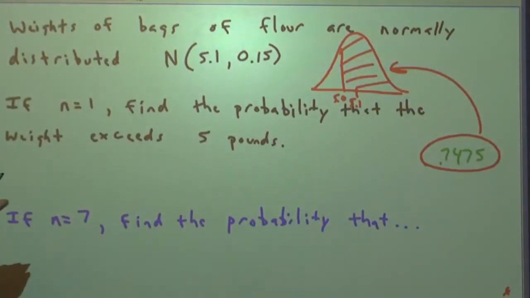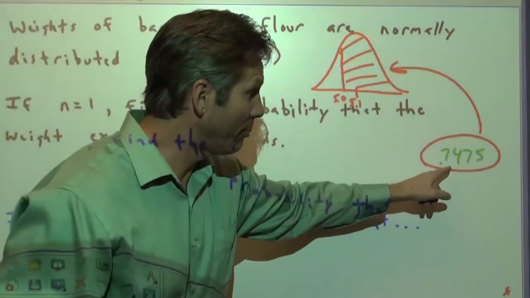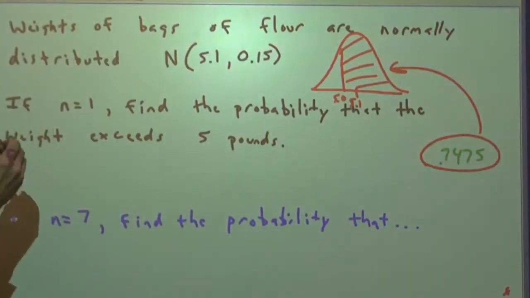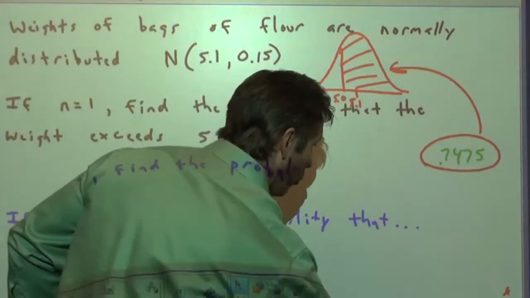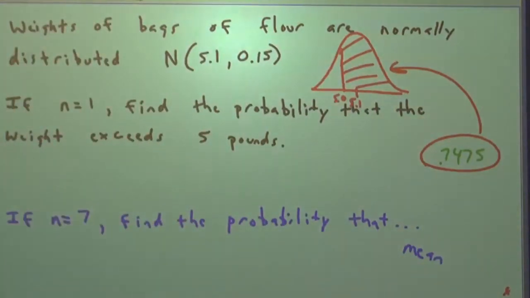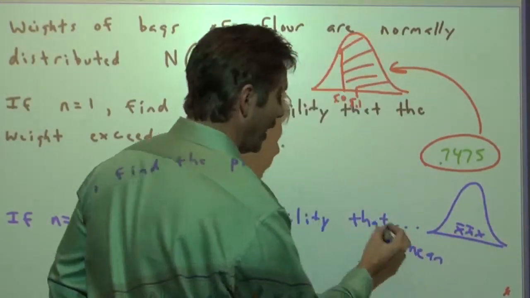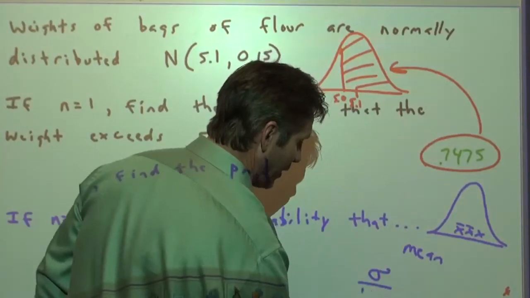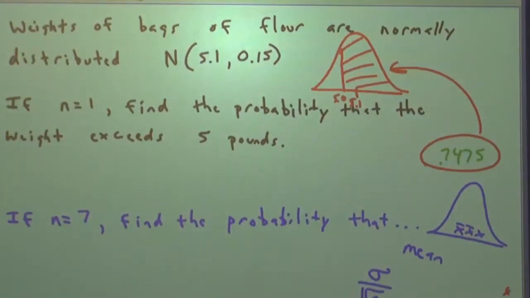Okay, now, the problem might progress. Given that information that there's a 74.75% chance of getting any one bag that exceeds a weight of 5 pounds, what if we randomly selected 7 bags? Now let's find the probability of that. In the past, we've done a problem where we ask, what's the probability that the mean in that sample exceeded 5 pounds? In that case, we would go to a sampling distribution of means. We'd change the standard deviation by taking the old standard deviation, dividing it by radical n, and we'd be off and running. But now we have a new possibility.